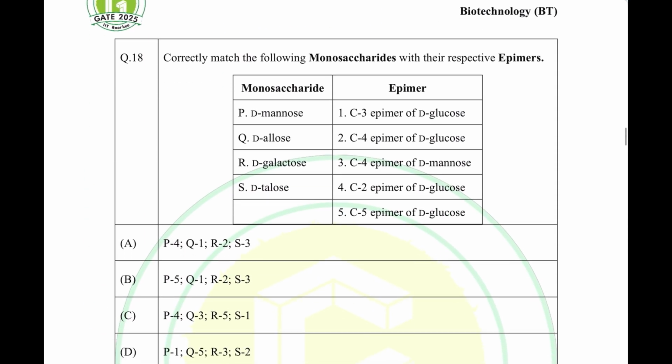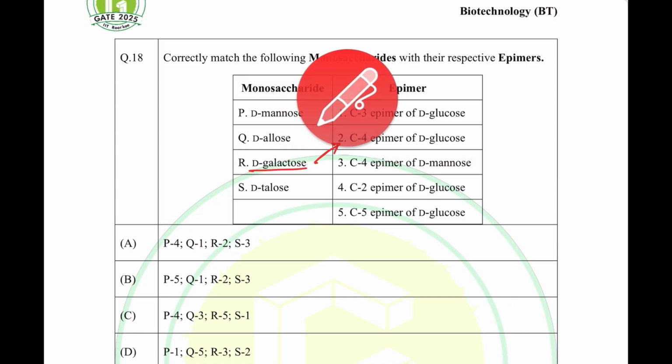So the next question: correctly match the following monosaccharides with their respective epimers. So it's a very simple question. First we will see D-galactose. D-galactose is the C4 epimer of D-glucose. And D-mannose is the C2 epimer of D-glucose.